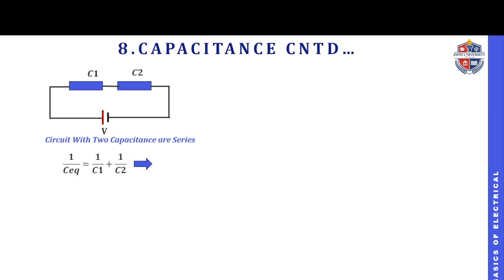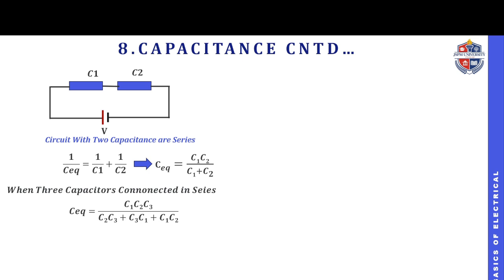Already we know how to find C equivalent, as we have gone through resistance and inductance. So C equivalent is equal to C1 C2 divided by C1 plus C2. Now when three capacitances are connected in series, C equivalent equals C1 C2 C3 divided by C2 C3 plus C3 C1 plus C1 C2, right? If n capacitances are connected in series, we can write 1 by C equivalent equals 1 by C1 plus 1 by C2, etc.